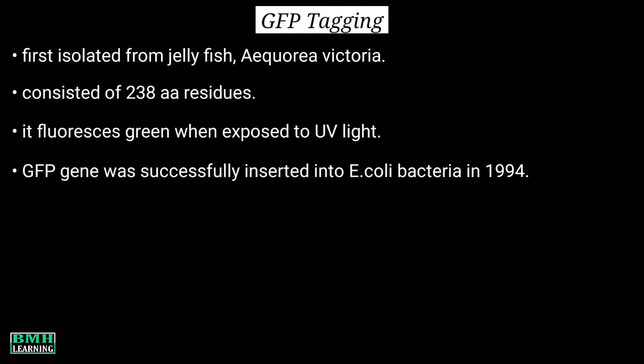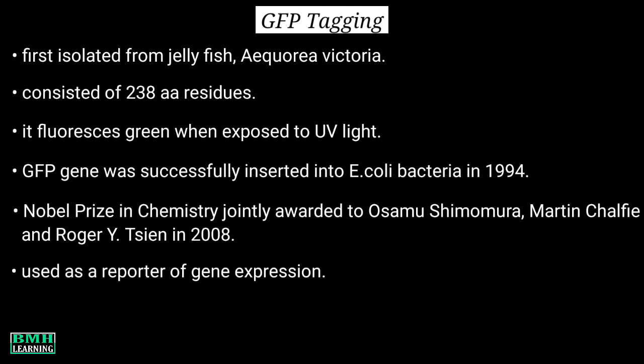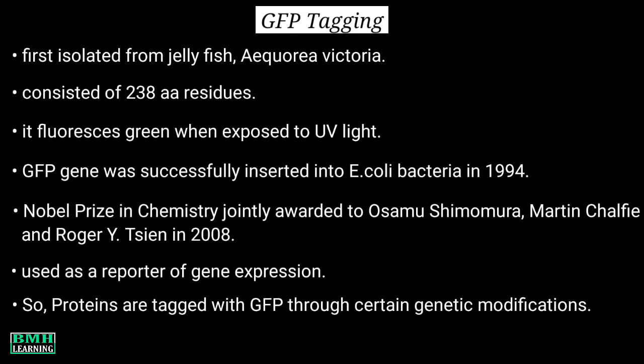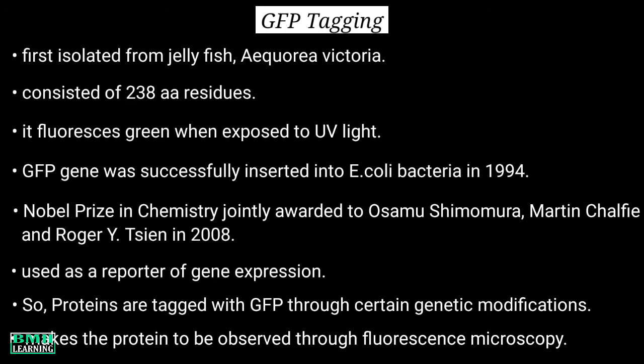The GFP gene was successfully inserted into E. coli bacteria in 1994. And for the discovery and development of GFPs, in 2008, the Nobel Prize in Chemistry was jointly awarded to these scientists. Because the GFP fluoresces when exposed to UV, they are used as a reporter of gene expression in molecular biology. So, for this purpose, proteins are tagged with GFP through certain genetic modifications. And this makes the protein observable through fluorescence microscopy.